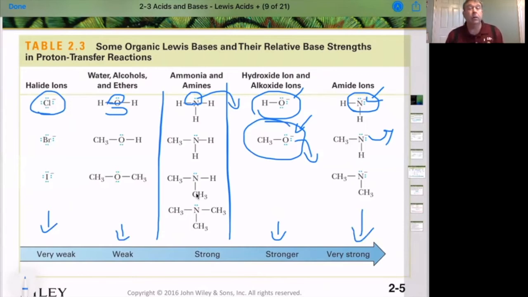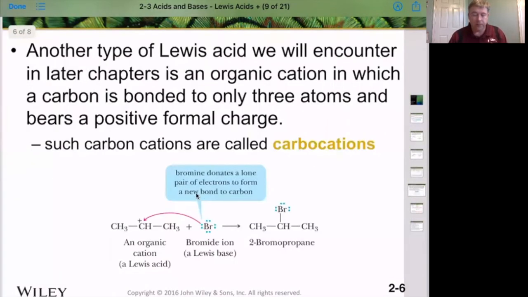We do have stronger Lewis bases, but in this series, we see going from the halides through the neutral oxygen-containing species are stronger. The neutral nitrogen-containing species are even stronger. The oxygen with a negative charge gets stronger, and then the nitrogens with a negative charge are the strongest in this set. So what does this mean for us right here? And how are we going to use this here?